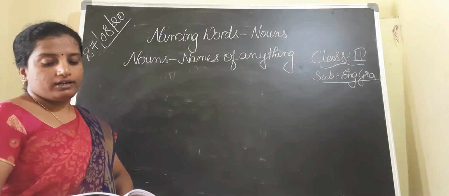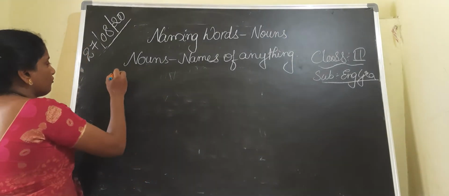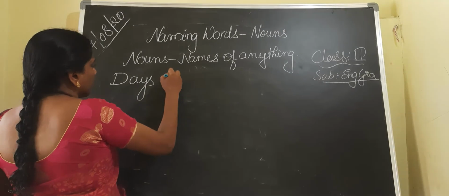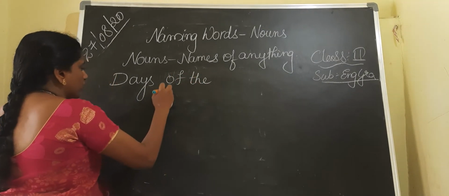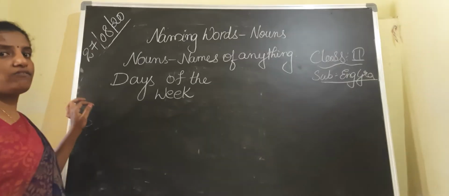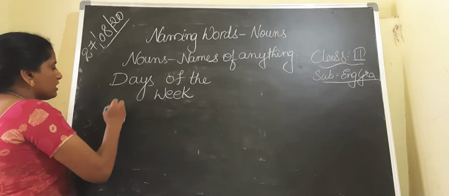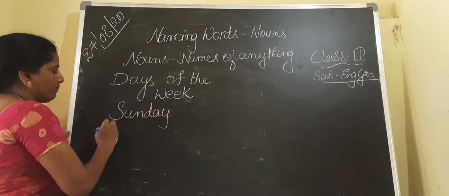Sunday, Monday, we did not discuss. Let us have a look at the names of the days of the week. These are also known as nouns, children. What are the days of the week? Once have a look, you may have forgotten. Days of the week are also known as nouns. What are they, children? Sunday.